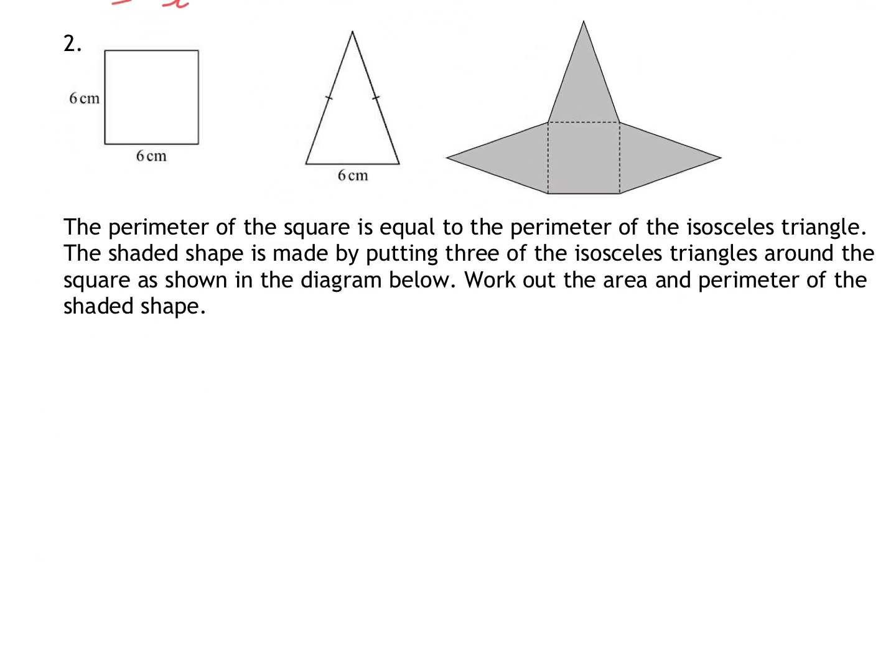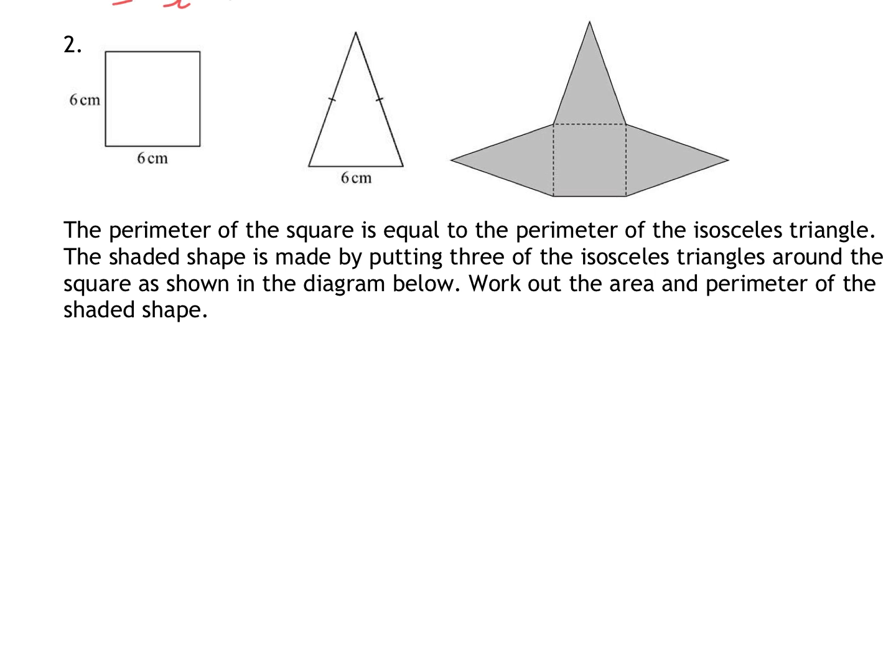Example 2. In example 2, we're told the perimeter of the square is equal to the perimeter of the isosceles triangle. Let's try and remember that. The shaded shape is made by putting 3 of the isosceles triangles around the square as shown in the diagram below. Work out the area and perimeter of the shaded shape. So we can't do very much because at the minute all we know is that the shaded shape has a base of 6. We don't know these sides here.